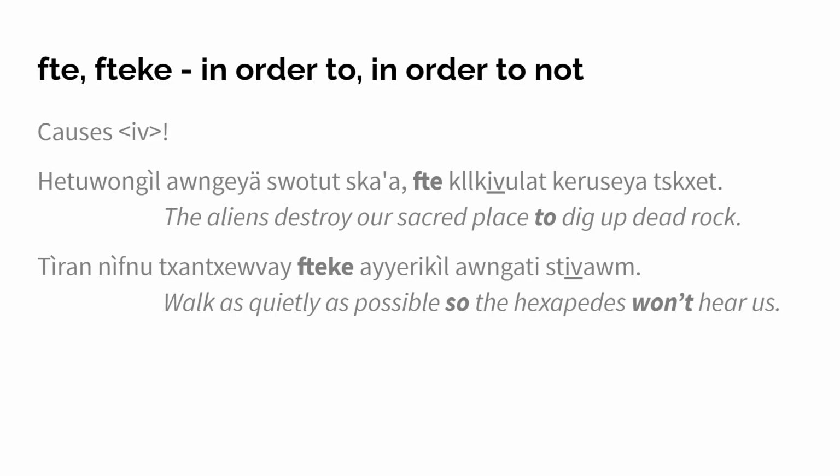Teranefnu ant euvai fteke ayerike aungatis divaum. Walk as quiet as possible, so or in order that the hexapedes won't hear us. And here we see something interesting. We use fteke and don't use ke in front of the divaum. So in English, we just negate the verb so that he won't hear us. But in Natvi, we use fteke and then the clause following is automatically negated already. And we don't need to say ke stivaum, we just say stivaum. And note, of course, in both that we have the eve infix in the following verb because of fte or fteke.